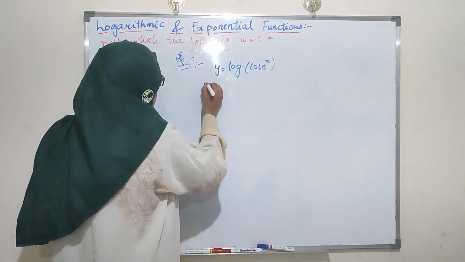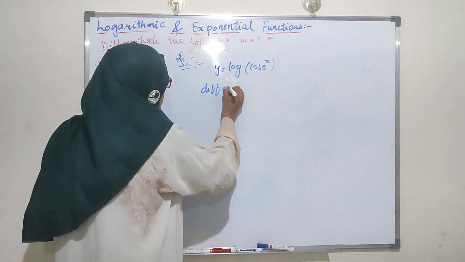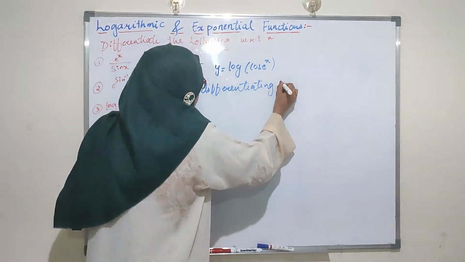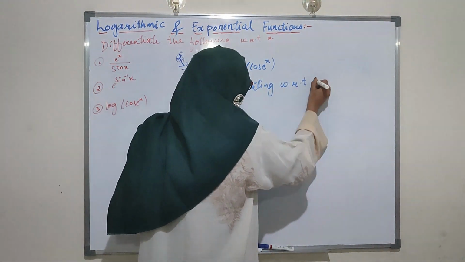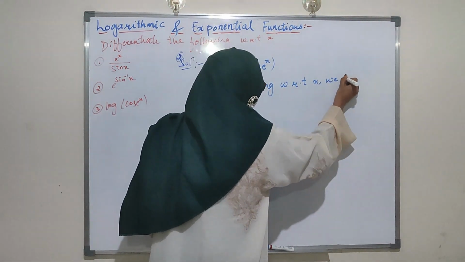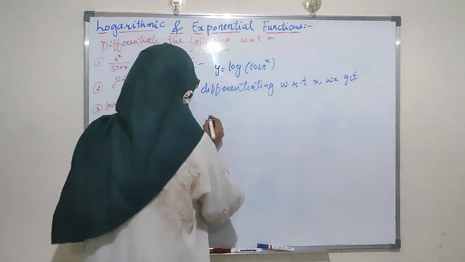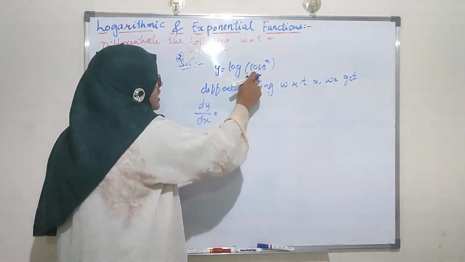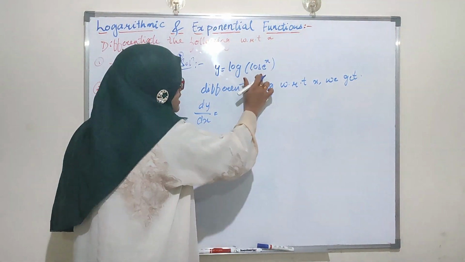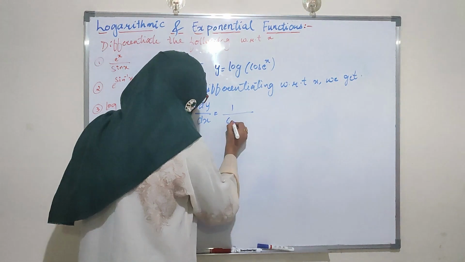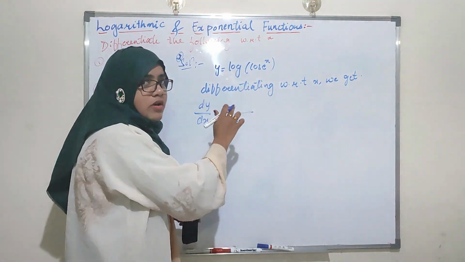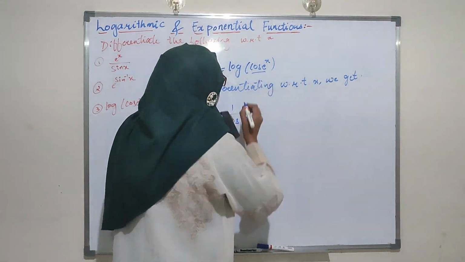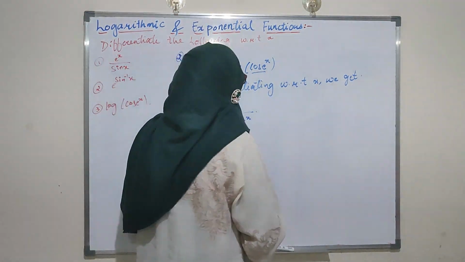Now we can differentiate directly. Differentiating with respect to x, we get dy by dx is equal to log x. Suppose this one has x. Log x differentiation is 1 by x. So instead of x we are having cos of e raised to x. Now we have to differentiate this cos e raised to x.